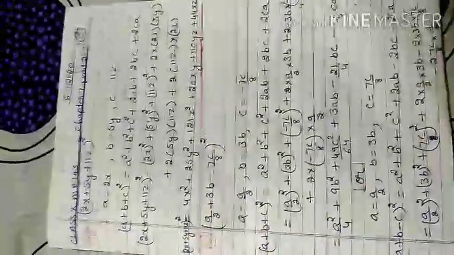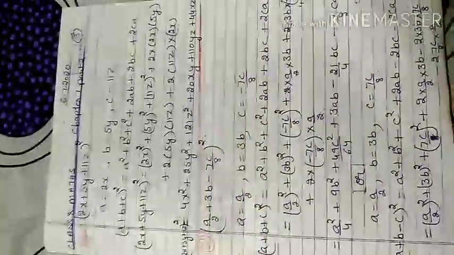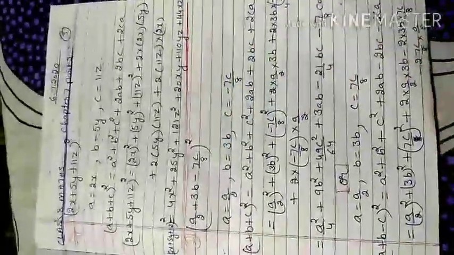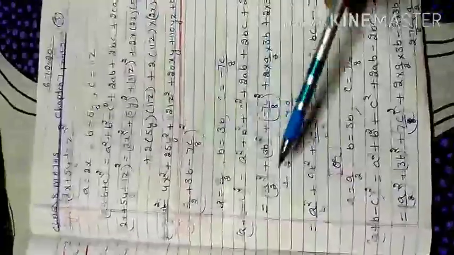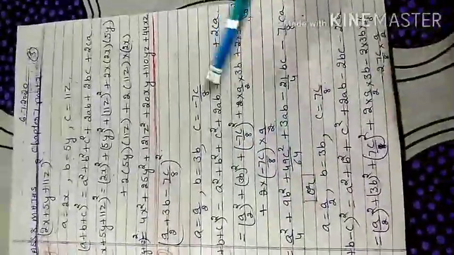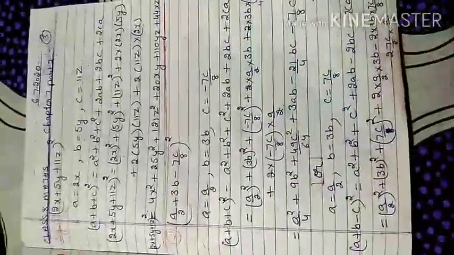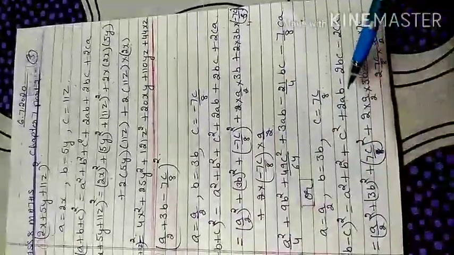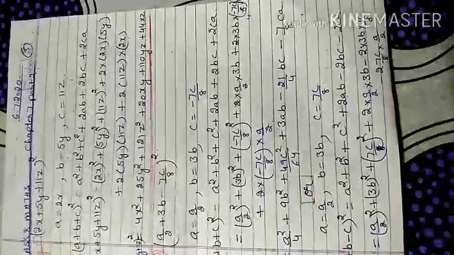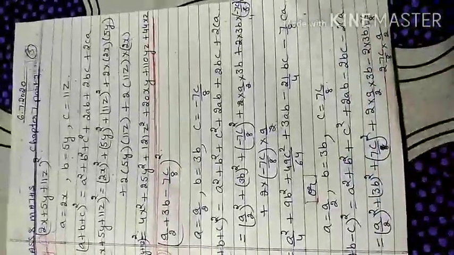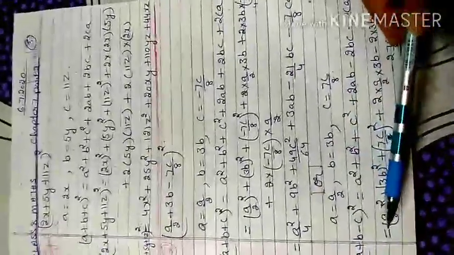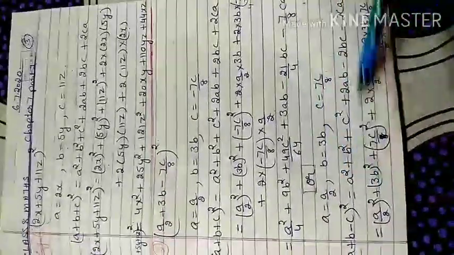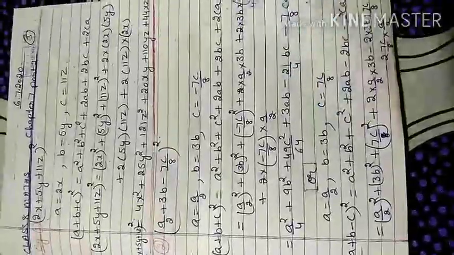Instead of going with the big calculation, we directly apply the formula. But if one term is negative, we have two options. Either we remember the formula of a plus b minus c, which is a square plus b square plus c square plus 2ab minus 2bc minus 2ca. So I can directly apply it, with no need to check what is positive and what is negative. If you remember the formula, you just apply the a, b and c values.